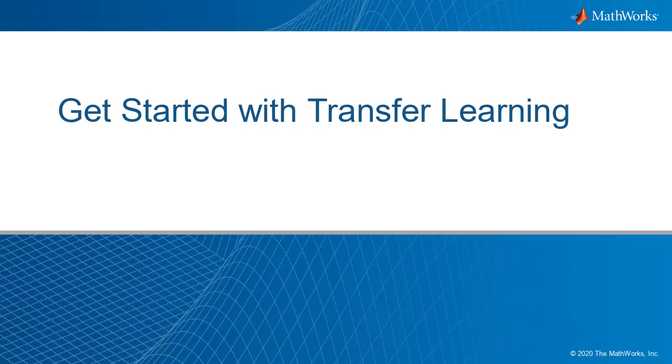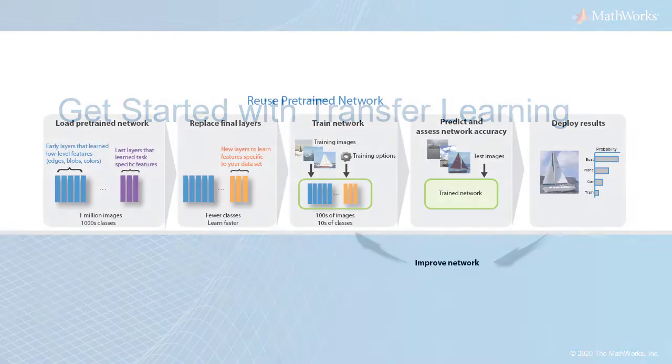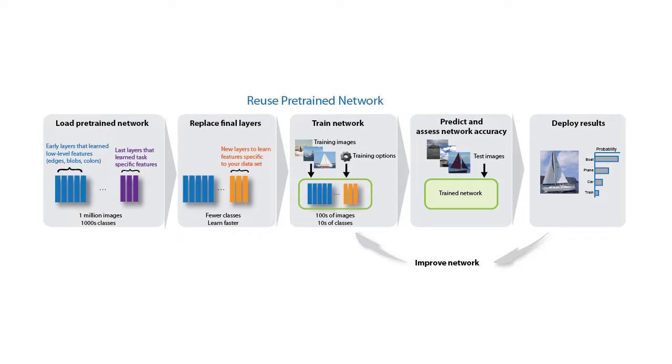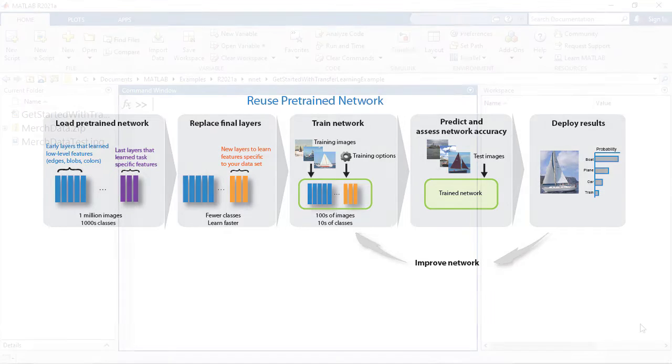This video shows you how to use the Deep Network Designer app to perform transfer learning. Transfer learning is the process of adapting a pre-trained network to a new task. Fine-tuning a network using transfer learning is usually much faster and easier than training a network from scratch.